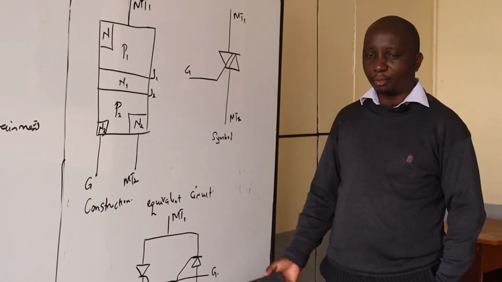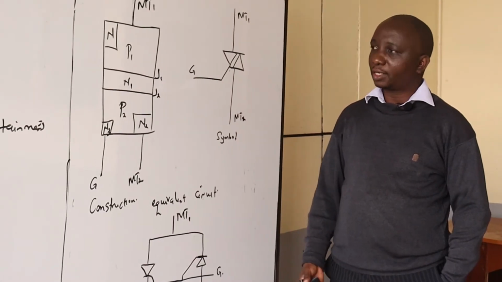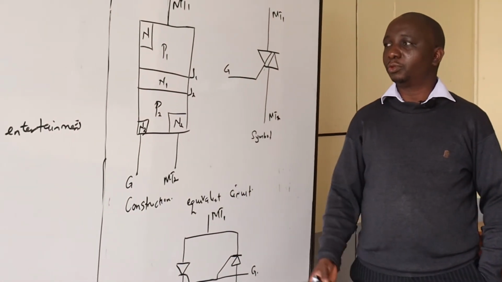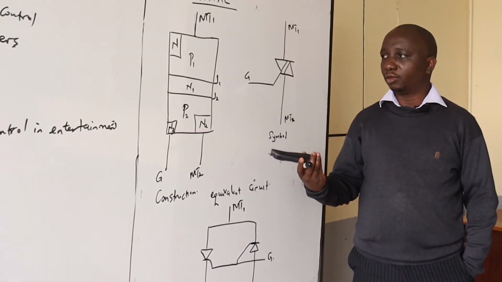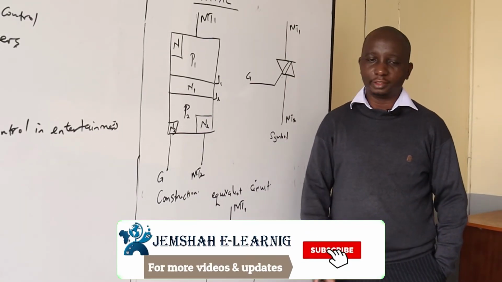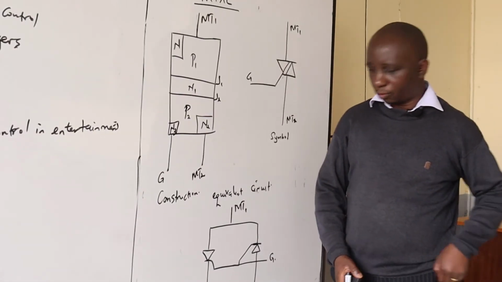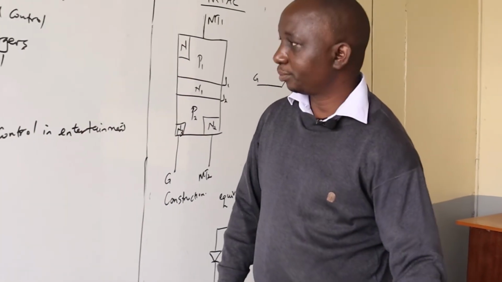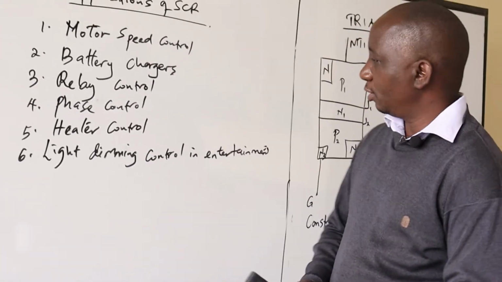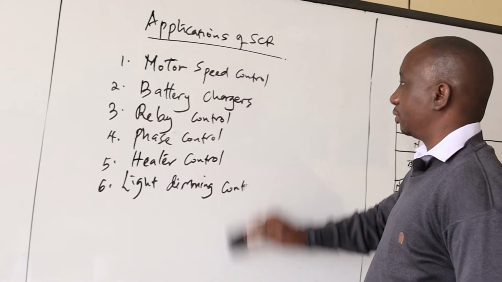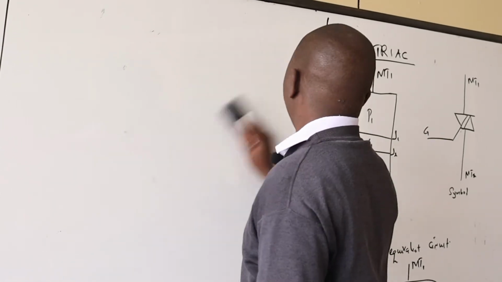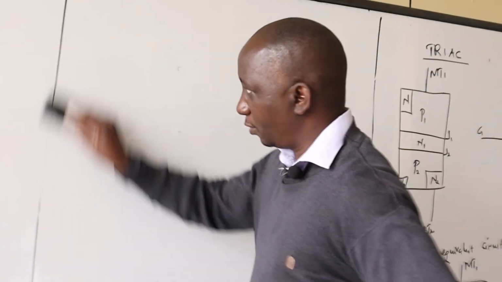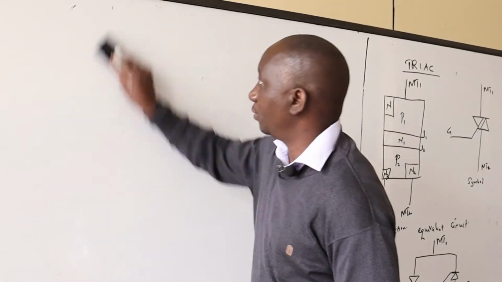So we are going to describe the operation. The construction is very simple because it's made of two NPN and PNP transistors connected back to back, and this is how it appears. So we are going to talk about the operation, not the construction, so that we familiarize ourselves in the best way possible, so that we know how the device is being used.